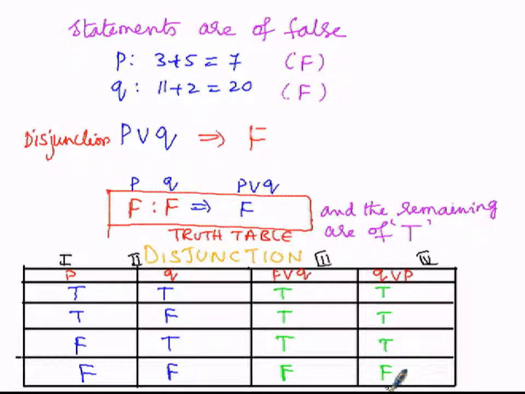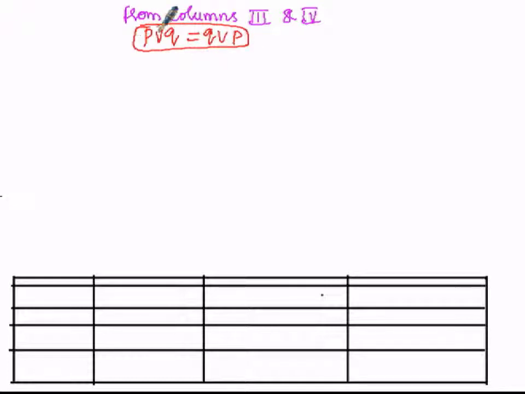So from columns 3 and 4, it is clear that P or Q is equal to Q or P. Then now let us go for the second case, that is the conjunction.